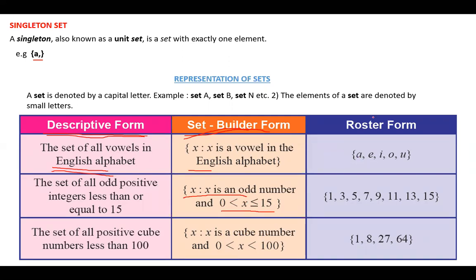And then the roster form is the one that we all know, which is this one. You can see these are vowels from the English alphabet. And then these are numbers ranging between 0 to 15, in short, from 1 to 15. And then we have these cube numbers less than 100. So this is how you represent sets.